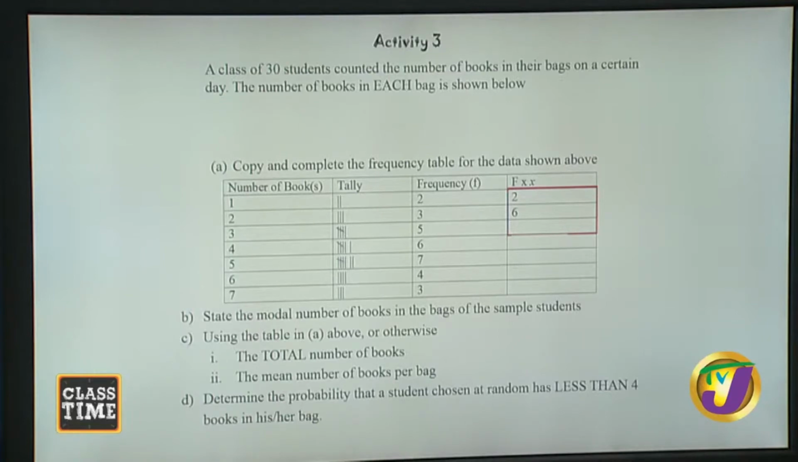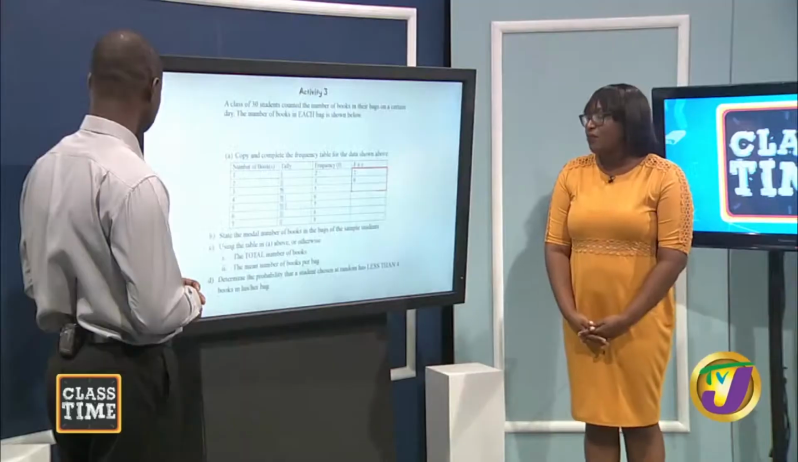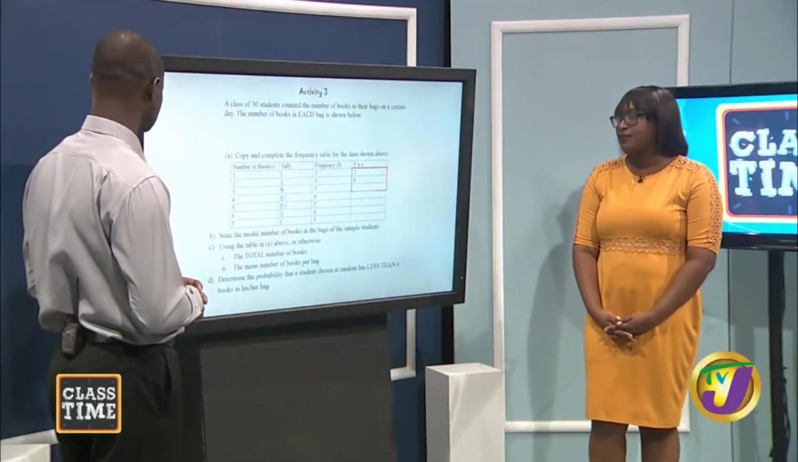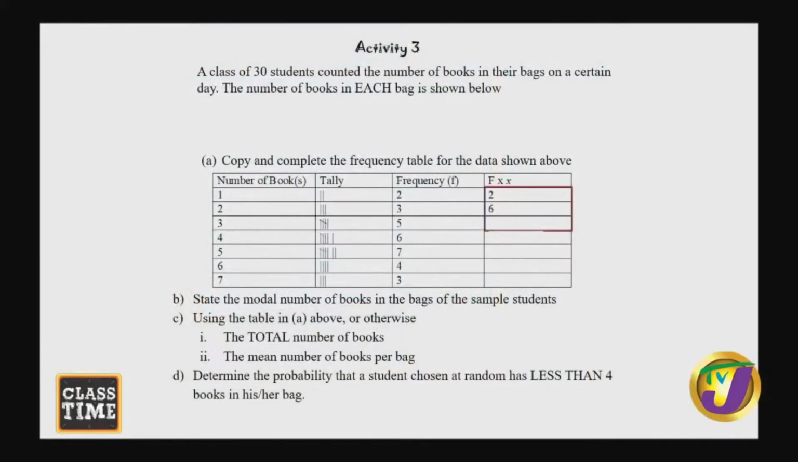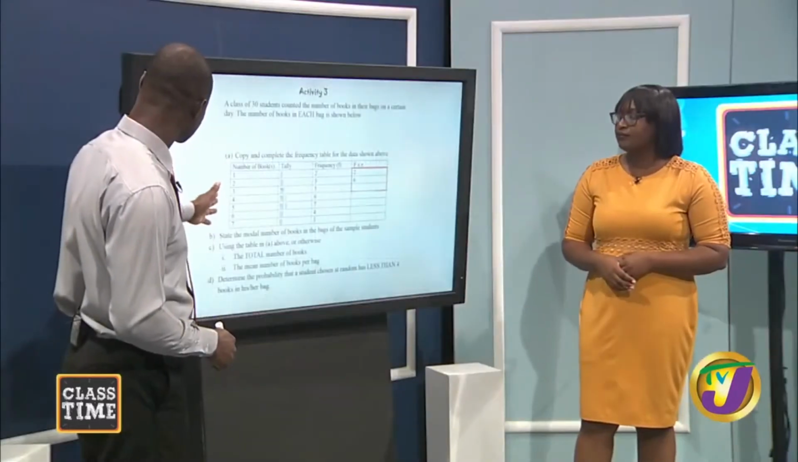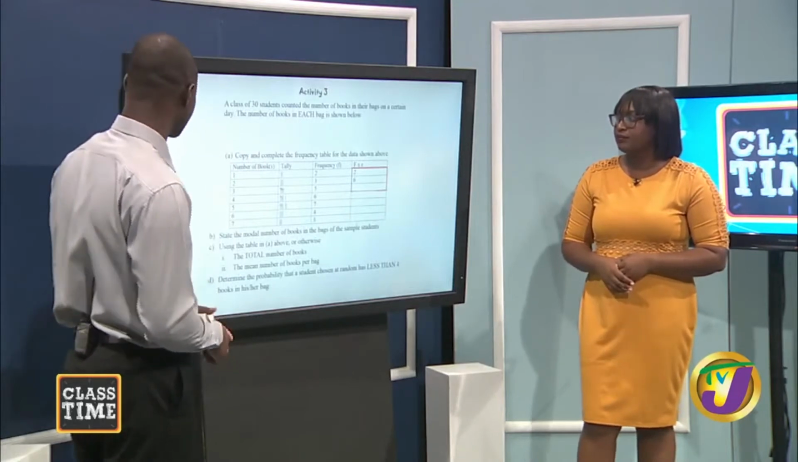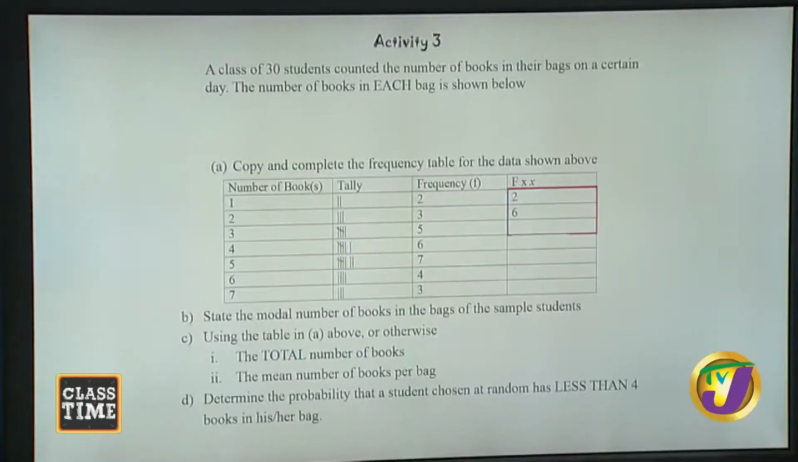The question then went on to ask us to state the modal number of books in the bags of the sample students. Now that is something else that came up earlier in the lesson. What do we mean by mode? Well, that is the number that occurs most frequently. So here we're seeing the number of books from 1 to 7. On the frequency, the highest number is 7. So definitely we are seeing that the modal number of books would have been 5.